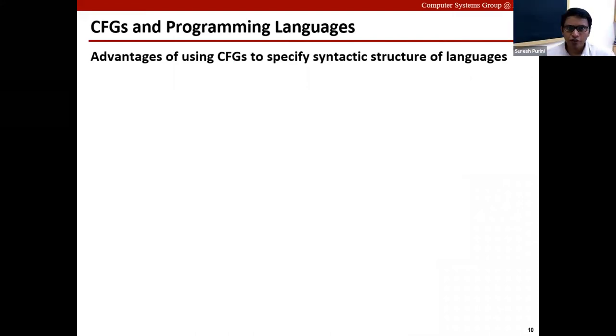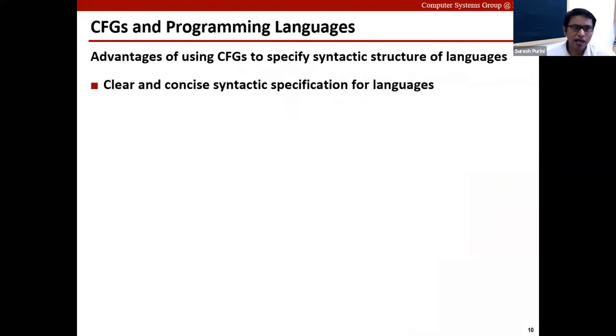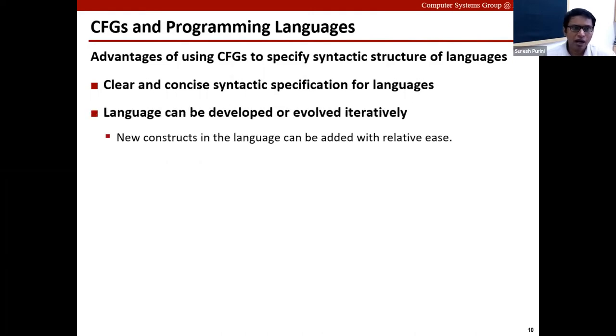Nice. So what are the advantages of using context-free grammars to specify the syntactic structure of languages? Number one, it's a clear and concise syntactic specification for languages. As we have seen, for probably 80% of the C programming language, you are able to specify the syntax within one slide. And number two, languages can be developed and evolved iteratively. The grammar given in the slide is only 80%, but if you want to add more constructs, you can add to it.